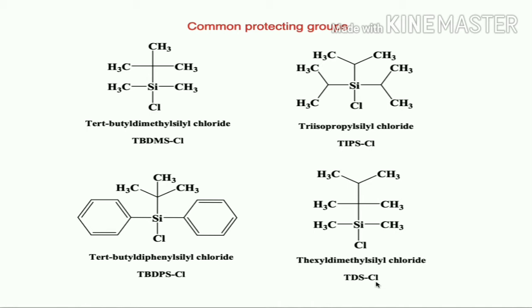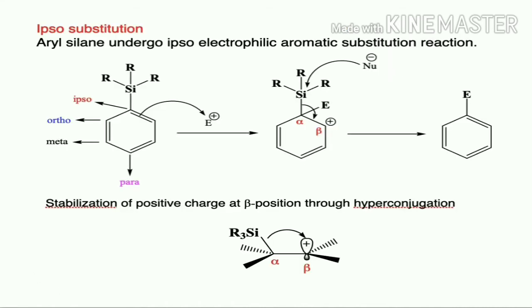So that is the simplest, and these are the most commonly used protecting groups for various functional groups like OH, NH, or terminal alkynes. So if we come to the other reaction, aryl silanes will undergo ipso substitution reaction.